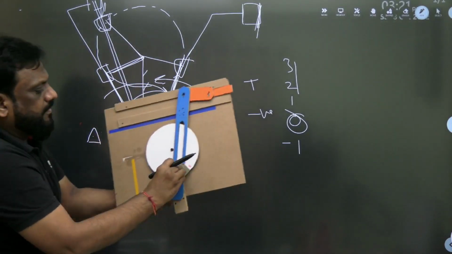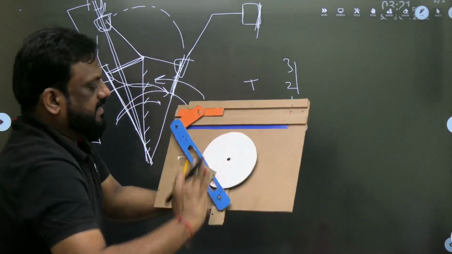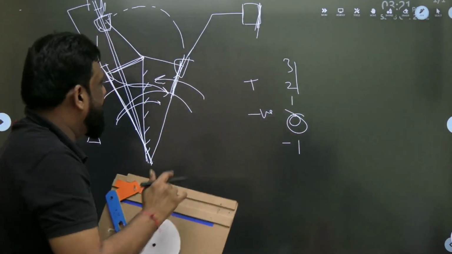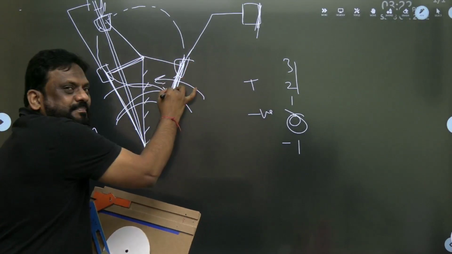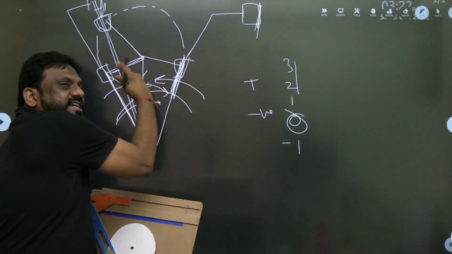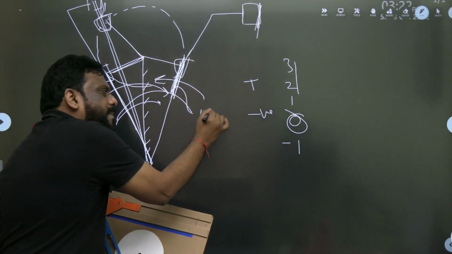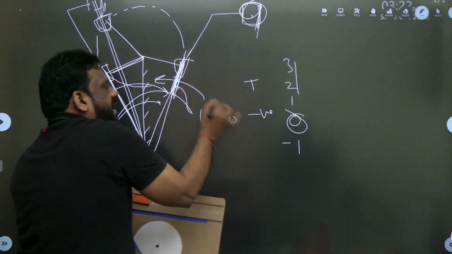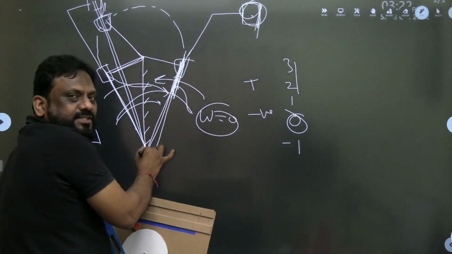Now this is sliding and rotating. Whenever there is sliding and rotating, there is a Coriolis component of acceleration. But at the extreme position, omega is changing direction, means omega is 0. As omega is 0 at this extreme position of the stroke, the Coriolis component is 0.